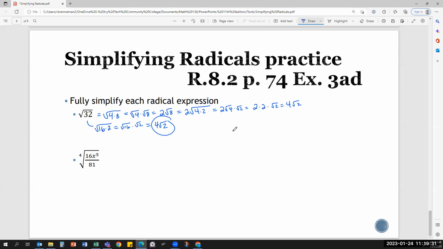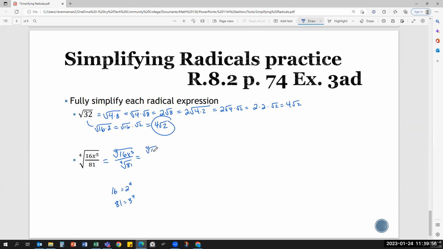And the next example, 4th root of 16 x to the 5th over 81. So I'm first going to split the top and bottom of the fraction. We have 4th root of 16 x to the 5th over 4th root of 81. And if we know 16 is 2 to the 4th, 81 is 3 to the 4th. So those are perfect 4th powers. So I'm going to split this up.